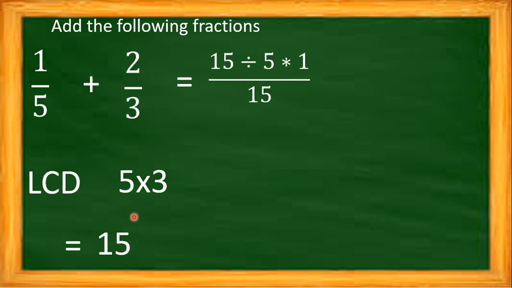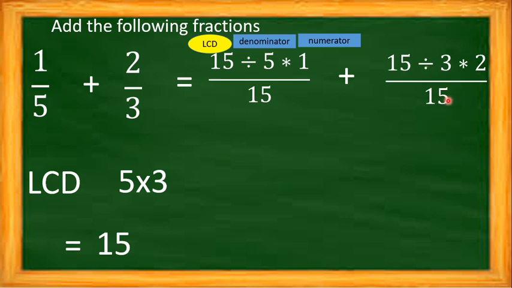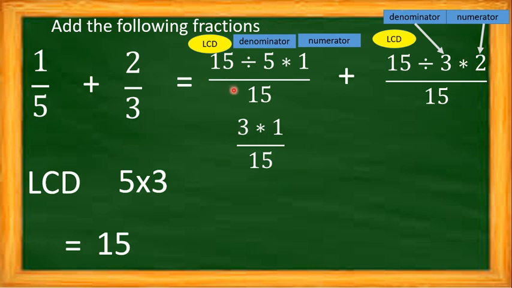To get the new numerator using the denominator 15, our LCD, just divide the LCD by the original denominator, that is 5. 15 divided by 5, then multiply to 1, the numerator. On the other side, just divide the LCD by the old denominator, then multiply by the numerator. 15 divided by 5 is 3, times 1. 15 divided by 3, we get 5.